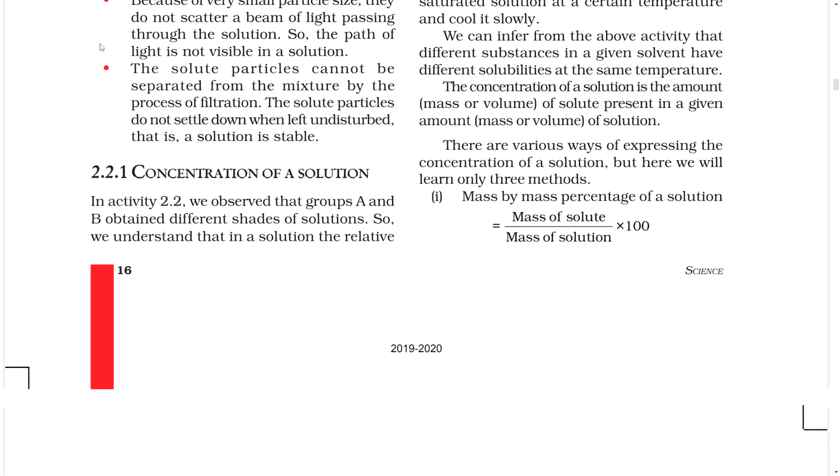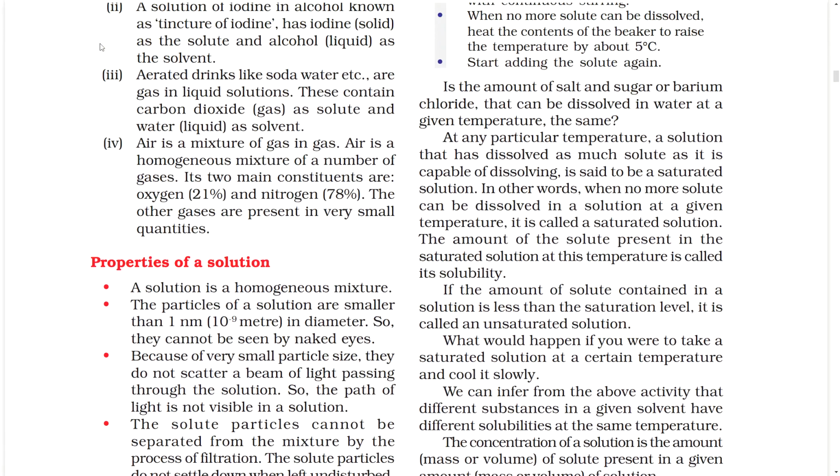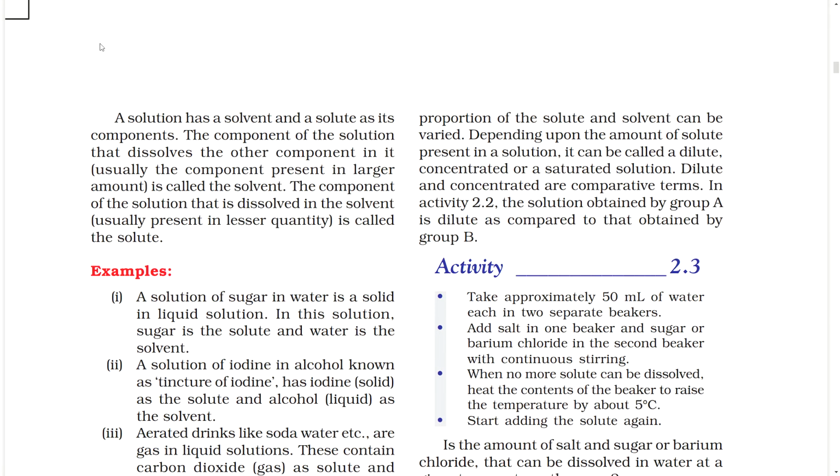2.2.1 Concentration of a solution. In Activity 2.2, we observe that groups A and B obtain different sets of solutions, so we understand that in a solution the relative proportion of the solute and solvent can be varied. Depending upon the amount of solute present in a solution, it can be called a dilute, concentrated, or a saturated solution. Dilute and concentrated are comparative terms. In Activity 2.2, the solution obtained by group A is dilute as compared to that obtained by group B.